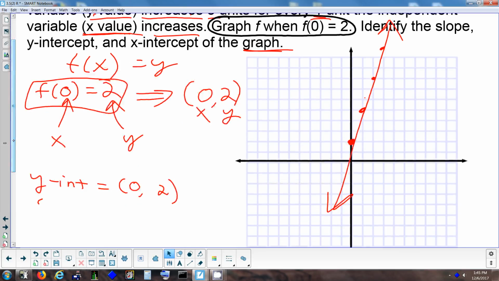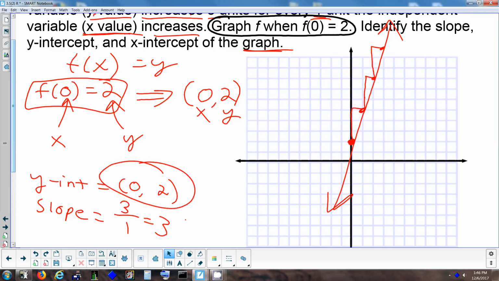Now, look at that line and tell me what the slope is. Yep, 3 over 1. Up 3, right 1. Whatever those words are telling you to do, however many up, however many to the right, that's going to be your slope, whatever that number is.